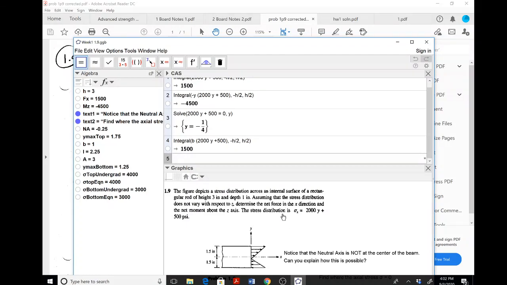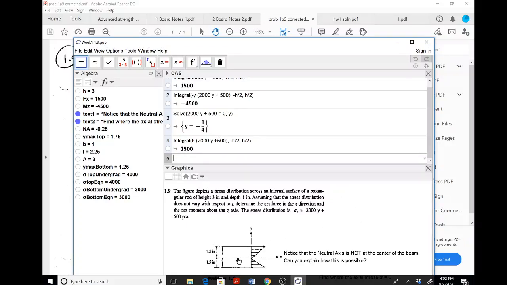What is atypical, however, is that I want you to do this in an integral format. I want you to express the force as an integral and the bending moment as an integral using this stress function. So I'm sure almost nobody has done this before in the undergraduate curriculum.